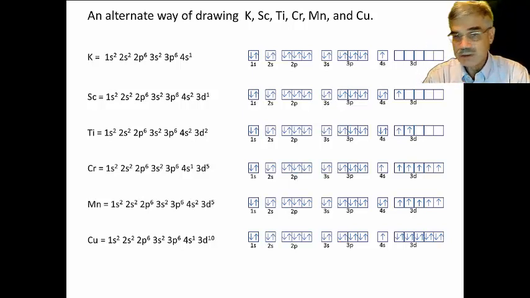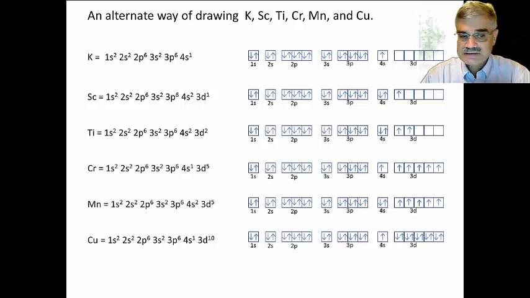Scandium, same thing, 1s2, 2s2, 2p6, 3s2, 3p6. At some point, you'll be able to say these things as quickly. And 4s2, 3d1, a single electron in 3d. Titanium, as we said, is 3d2. The very last 2 electrons go into the 3d orbital, but they are spaced out, 1 electron in each of 2 different 3d orbitals. Okay.